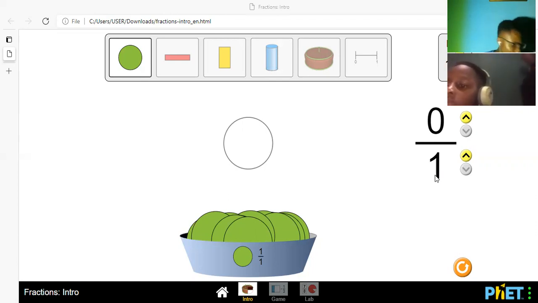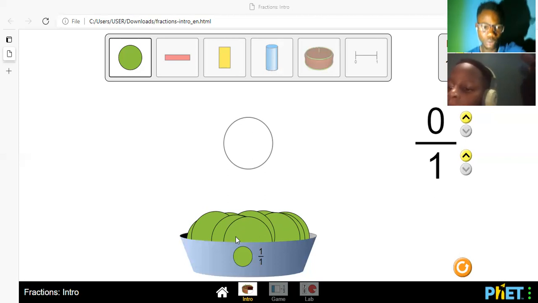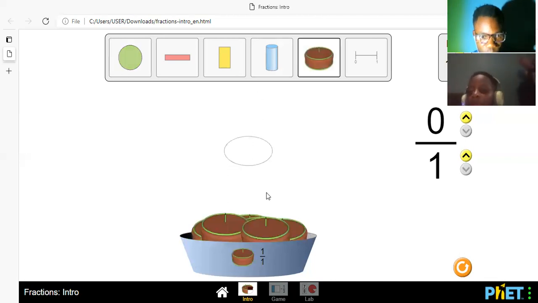Good. Excellent. Now, before we talk about the difference between fractions, before we talk about what is a proper fraction, what is an improper fraction, what is a mixed fraction, we need to first know what fractions is about.